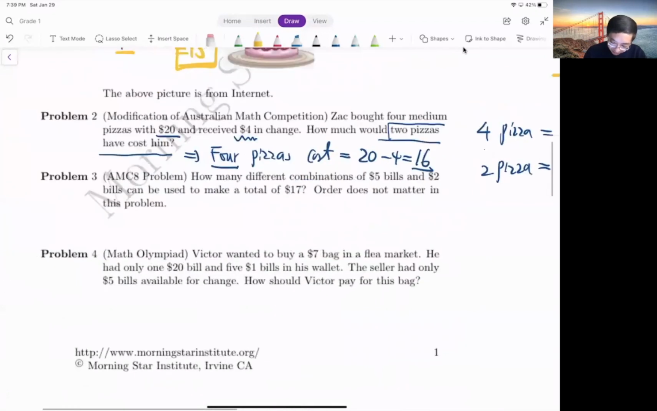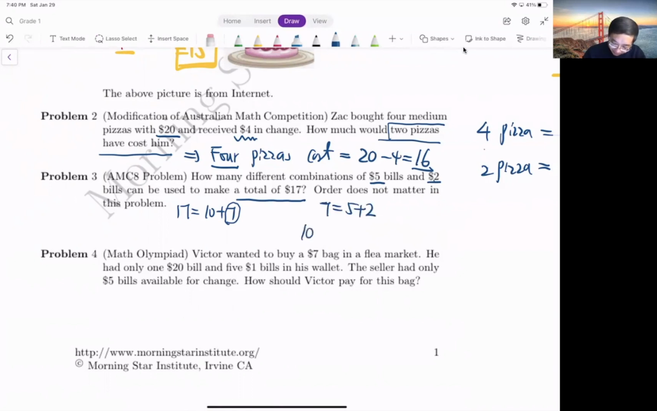Question number 3. How many different combinations of $5 bills and $2 bills can we make a total of 17? You have a bunch of $5 bills and a bunch of $2 bills. Now, how should you do the combination to get 17? First of all, 17 equals 10 plus 7. How do you make 7? Use 5 and 2. There's only one way, 5 plus 2. That's the only way you can do it.